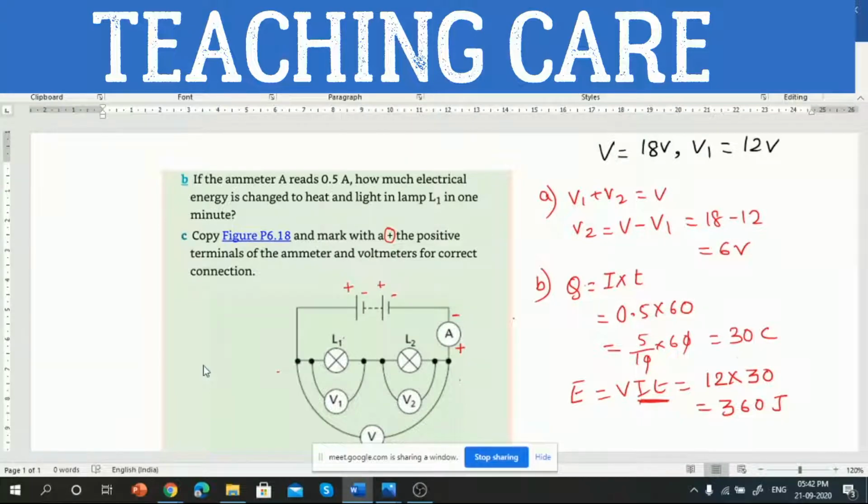So here what will happen? Here we have the positive terminal, negative terminal, positive terminal, negative terminal. Clear? Okay.